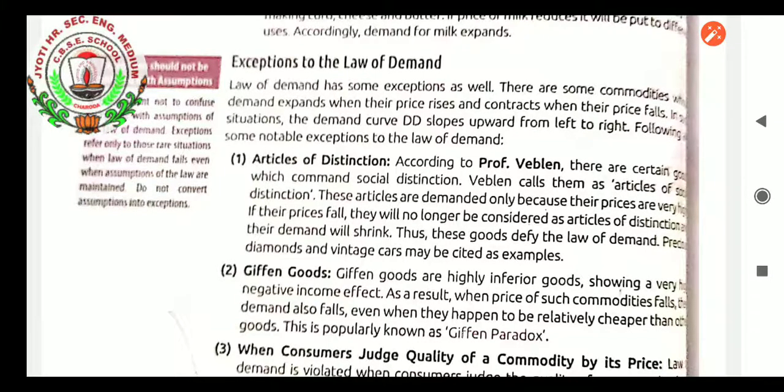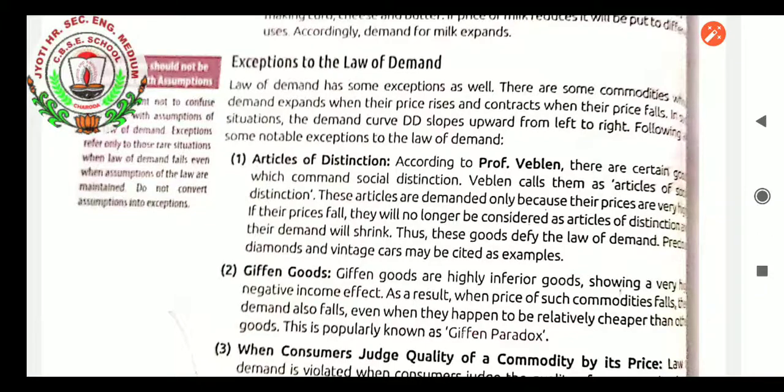Articles of distinction: when income increases, people demand these goods. Though their price is increased, or stable but costly, people still prefer them when income increases. What we are seeing is that as the price is increasing, demand is increasing instead of falling. So this is one of the exceptions to the law of demand, articles of distinction. Second is Giffen goods.